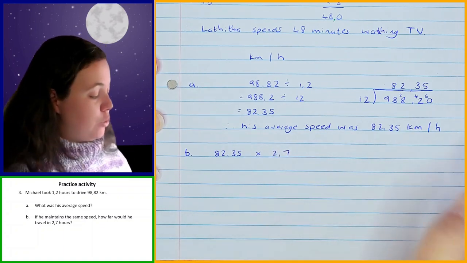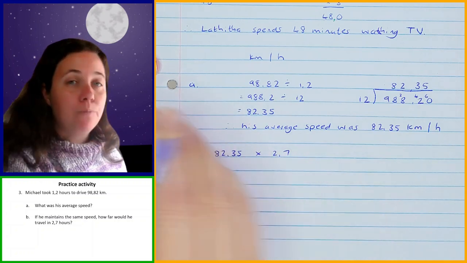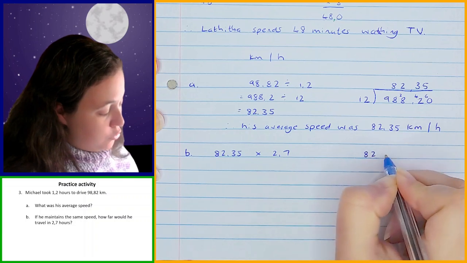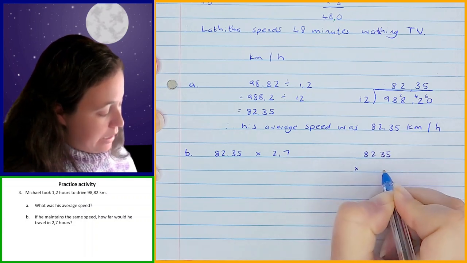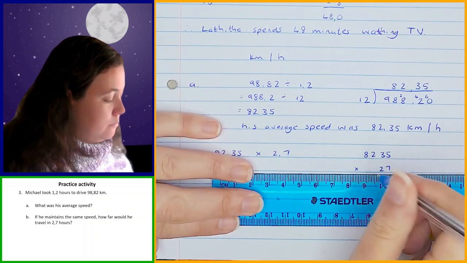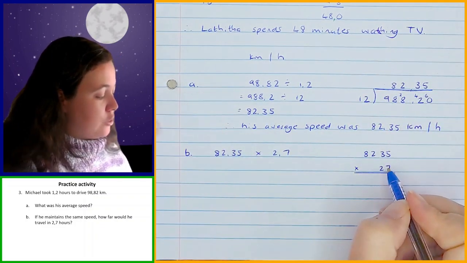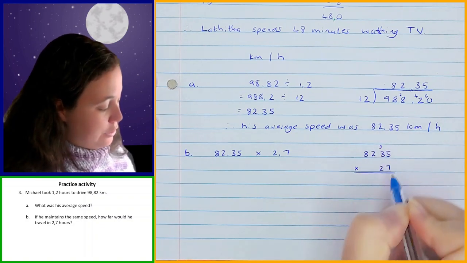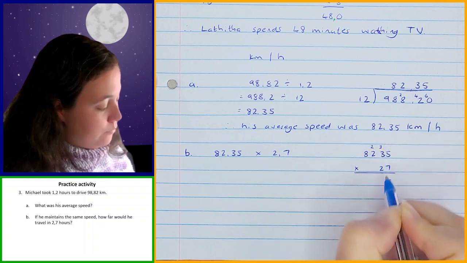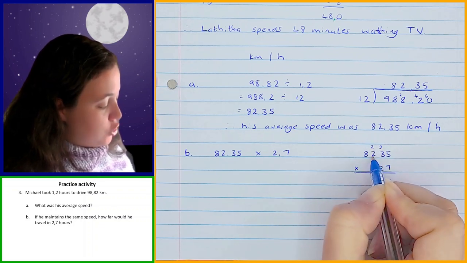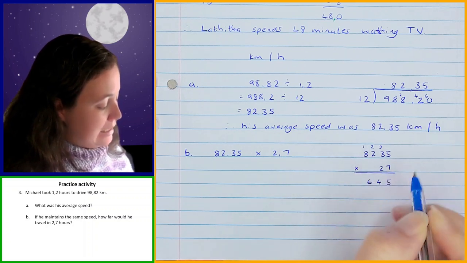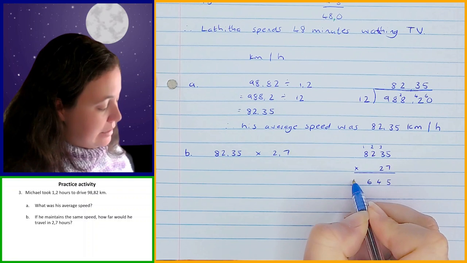Okay, so now to work that out, remember we're going to multiply those together, but not worrying about our decimals. So it's going to be 8,235 multiplied by 27. So first, 7 times 5 is 35. 7 times 3 is 21, plus 3 is 24. 7 times 2 is 14, plus 2 is 16. 7 times 8 is 56, plus 1 is 57.